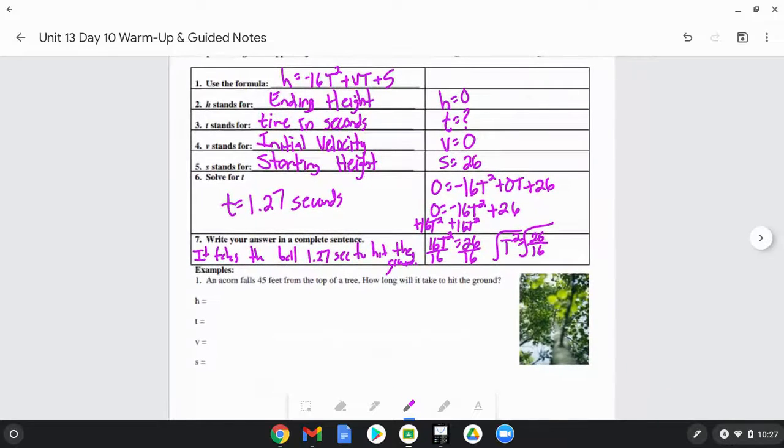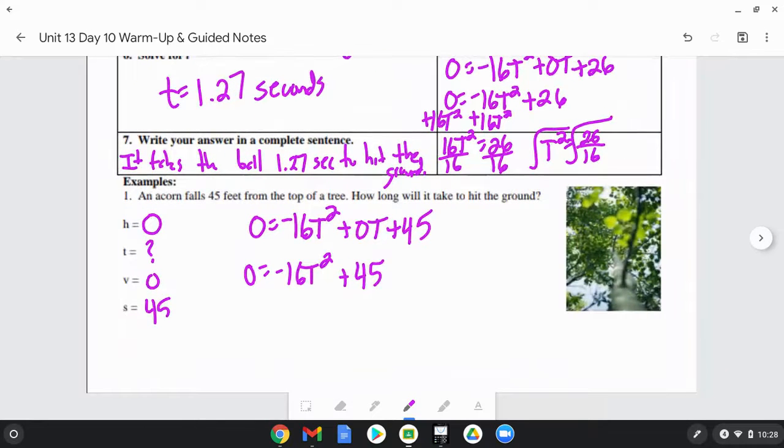For this next one, it says an acorn fell from 45 feet. How long will it take to hit the ground? My ending height, again, is 0 because that's my ground. My time is the one thing I'm solving for, so I'm not sure what that is. I don't have an initial velocity, and my starting height is 45. If I set this whole equation up, it'd be 0 equals negative 16t squared plus 0t plus 45. I know that I can drop that 0t in the middle, so now I really just have negative 16t squared plus 45. I move that 16t squared over to the left side by addition.